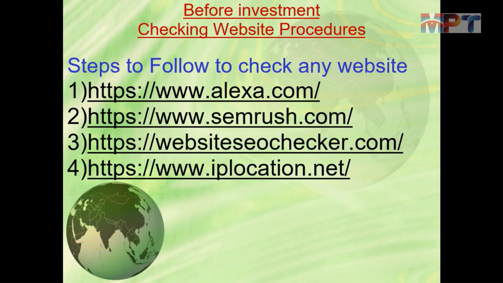Before investing, check the website procedures. If you select any website for investment or any online exchange, how do you check that the website is good, how do you verify that website? On Alexa, above 20,000 ranks, semrush.com, traffic search, web tool and IP location, domain age. These four websites check whether the website is legal or not. What's the rank of the website? See how to do this.